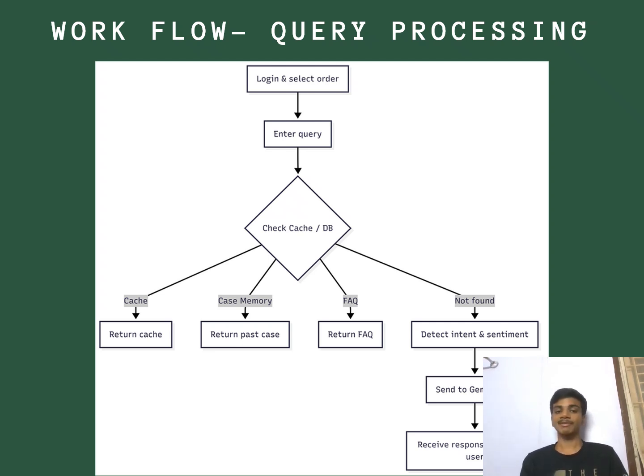If it is not there in the cache, we will check in the case memory. If it is found, we will return the response from there. If it is also not there, we will check in the FAQs and return the response from there. If we do not find related queries anywhere, our chatbot detects the intent and sentiment of the query. That intent, sentiment, the order details, and the query will be sent to the Gemini API through a prompt, so that the Google Gemini API will give us a beautiful response for the customer.